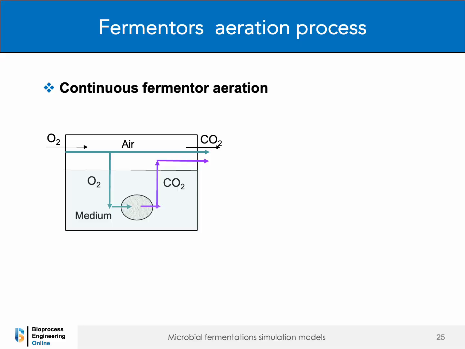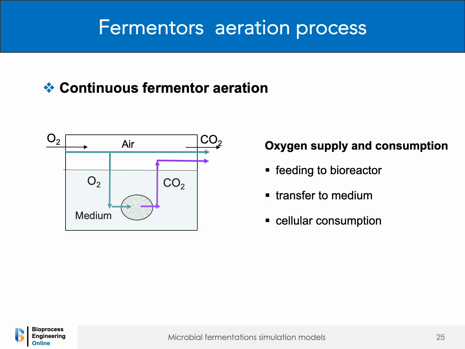Aerobic fermentations are continuously aerated to supply oxygen, essential for cellular metabolism, and to remove carbon dioxide. This constant gas exchange is necessary because of the low solubility of oxygen and carbon dioxide in aqueous culture media. The supply and consumption of oxygen in the fermenter occurs in 3 stages.